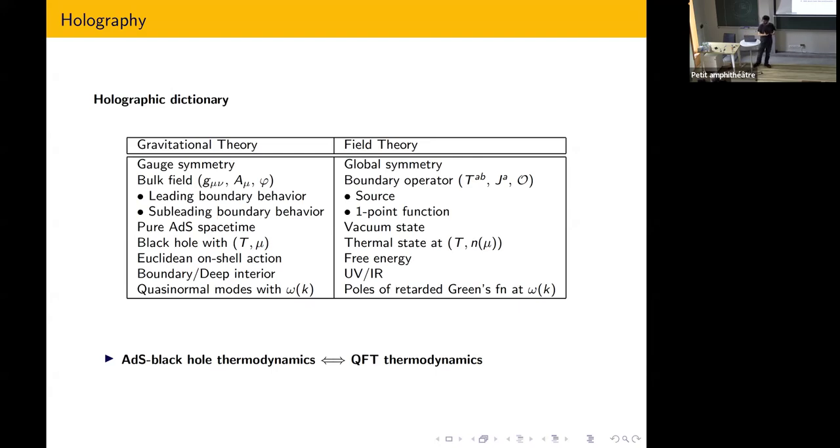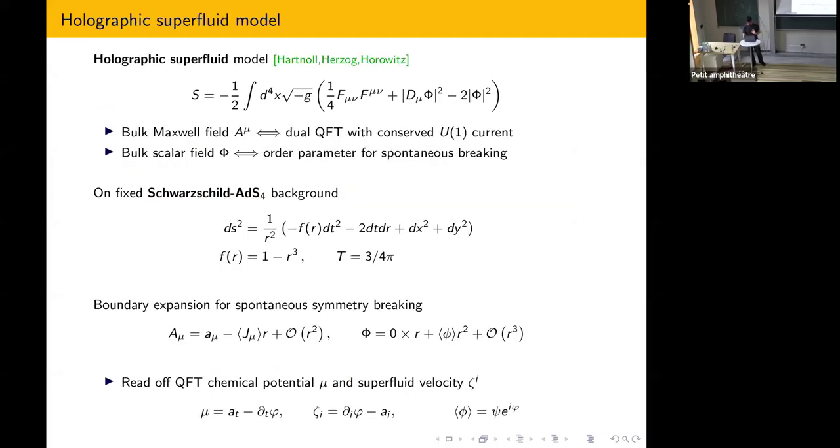So we can gain some intuition also from the fact that the boundary physics in gravity correspond to UV physics in the quantum field theory, and the horizon physics in gravity correspond to the IR of the quantum field theory. And the quasi-normal modes in the bulk correspond to poles of Green's functions. Okay, this is just some entries in the dictionary.